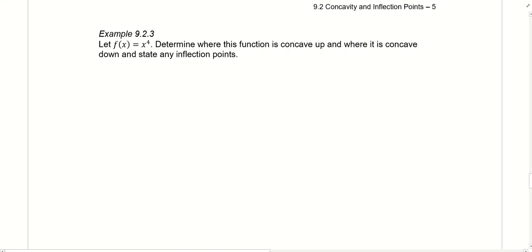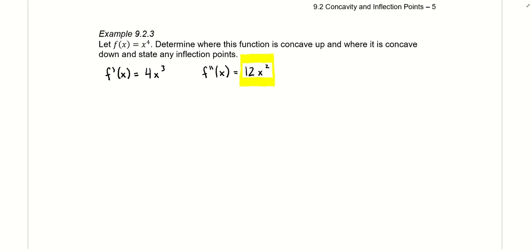So first thing, I know I'm going to have to be dealing with my second derivative, so let's go ahead and find the first derivative and then find that second derivative. So f prime of x using the power rule is 4x cubed. And the second derivative, f prime prime of x, is the derivative of 4x cubed, which is going to be, using the power rule, 12 times x squared. And once again, I'll put a little box around that to emphasize that is our second derivative that we're going to be working with.